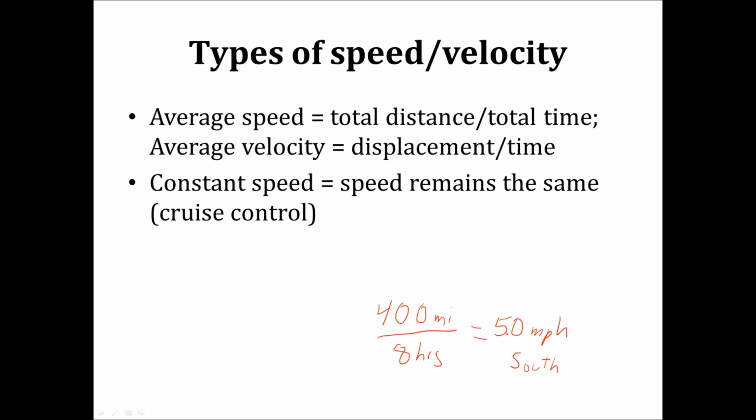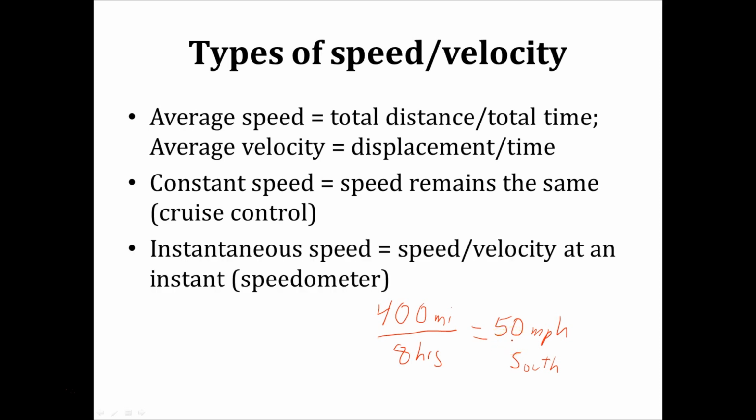Now we know in reality we would never do this. Our speed would continually be changing. Maybe we're going 70 at one moment or 60 at another. Maybe we're stopped, right? Well, these different speeds are what we refer to as instantaneous speed. And this just means how fast we're moving at a given instant. And we can easily find this when we're driving by looking down at our speedometer.